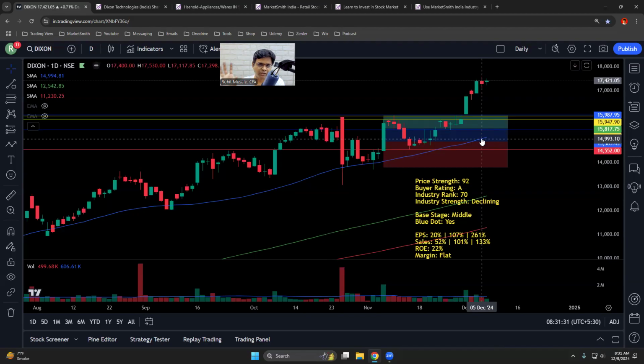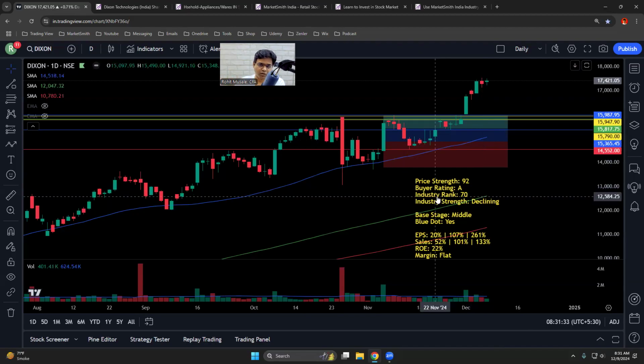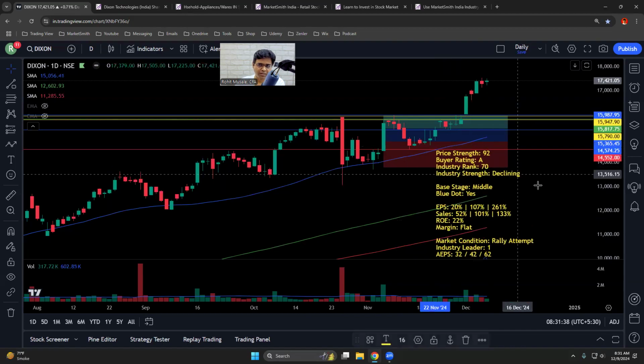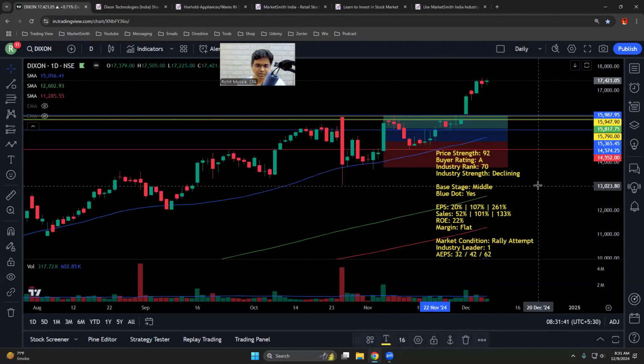So this will help you understand what characteristics to look for. This is what I'm looking for, and based on that I'm making my decisions. So my decisions are based on data. My decisions are not based on some business news or some opinion given by an analyst or somebody. I am taking my decisions based on data and price and volume. So that's my analysis on Dixon.